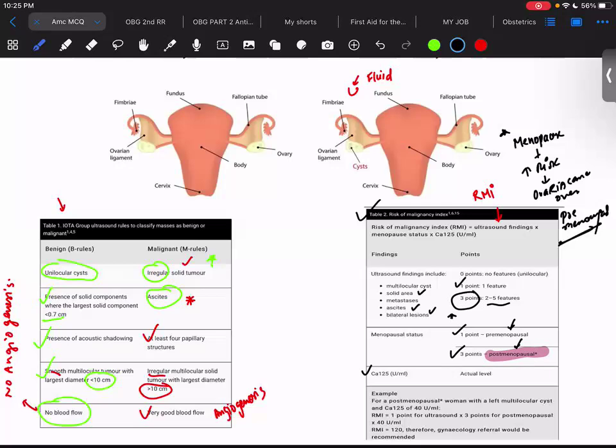So here they have given us an example. A postmenopausal woman with a left multilocular cyst. See, multilocular itself gives us 1 point, and postmenopausal itself gives 3 points. CA125 in this patient is 40. So 1 point for ultrasound, 3 points for postmenopausal, and 40 should be multiplied with all of this. It will come to 120, and therefore the patient should be referred to gynecology. If any patient has an RMI of more than 40, we need to refer the patient.